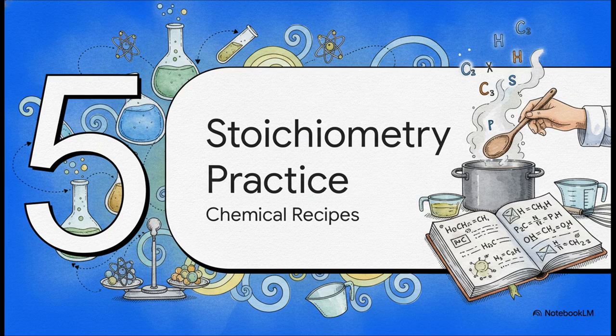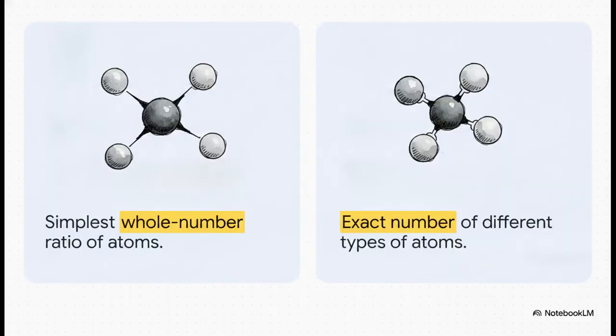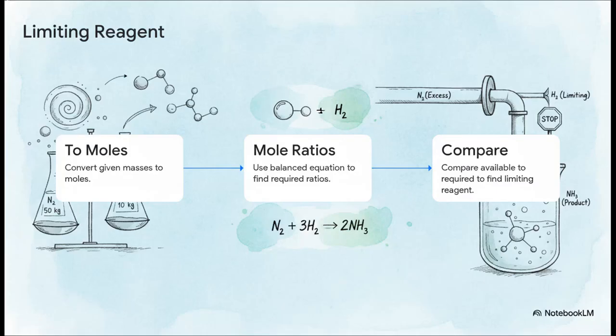On to Section 5, Formulas and Stoichiometry Practice. Time for the chemical recipes. So the crucial point on this slide is distinguishing between the two types of chemical formulas you're going to be tested on. An empirical formula is the simplest, most reduced whole number ratio of atoms in a compound. But the molecular formula, that tells you the exact number of atoms actually present in a single molecule. A really common exam setup is giving you percentage composition data. You'll calculate the empirical formula first from that percentage, and then use the molar mass to find the true molecular formula.